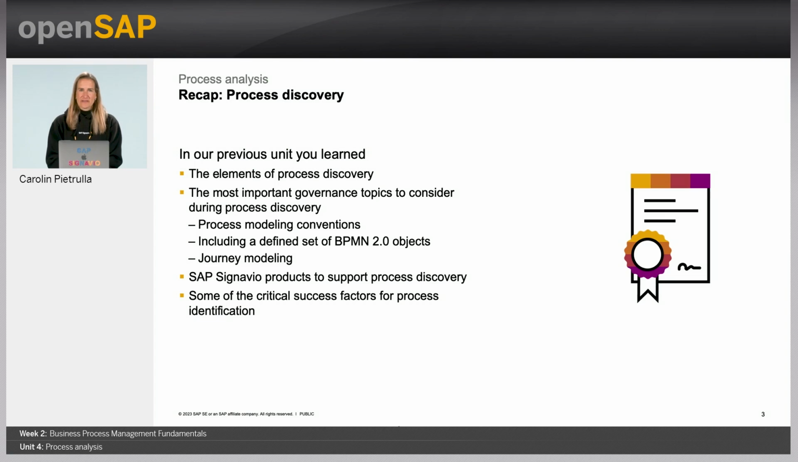What were the key takeaways of process discovery? Well, at first, we've talked about that process discovery is the gathering of process models in an organization. Then we covered the most common approaches to discover processes, which are interviews, workshops, and the collection of evidence. We then talked about process modeling and what the most important governance topics are in this phase. We talked briefly about the new topic of journey modeling and which of the SAP Signavio suite products can best support the activities in process discovery. Finally, we sneaked into the overview of SAP's golden standard and the 4D process modeling approach.